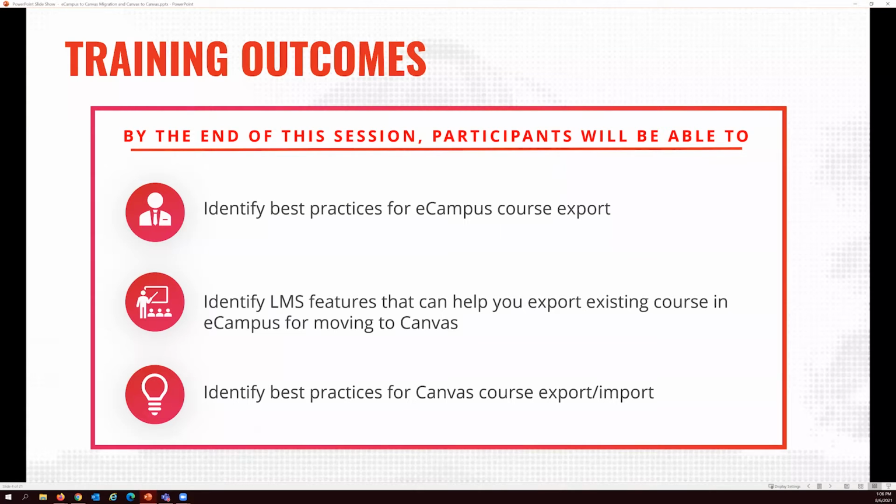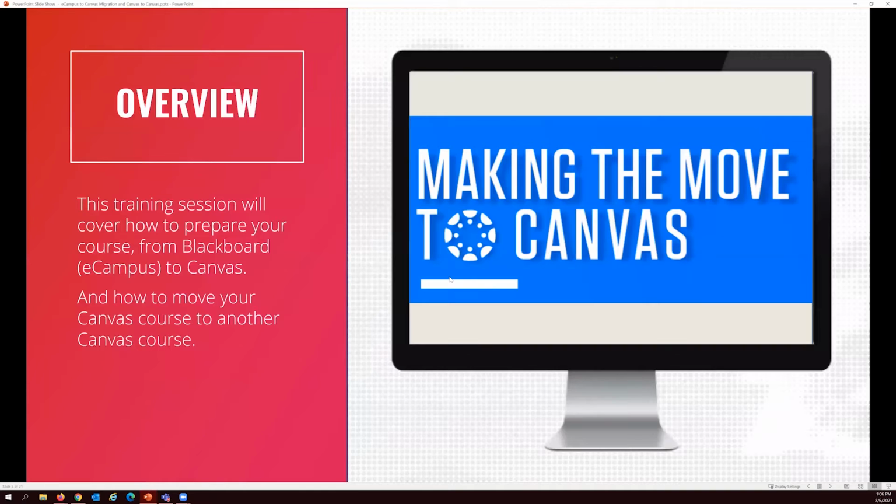Let's say that you built your course from your development shell, or from the Z store, from the storage. You want to move it to your live course in Canvas. This is where we're going to talk briefly about how you can move that content from Canvas to Canvas. So in overview, this training will cover how to prepare your course from Blackboard to Canvas and how to move your Canvas course to another Canvas course.